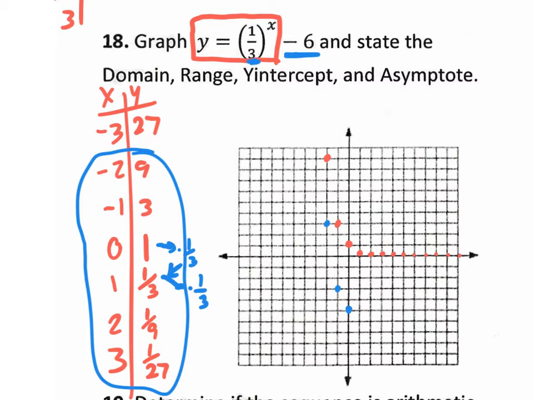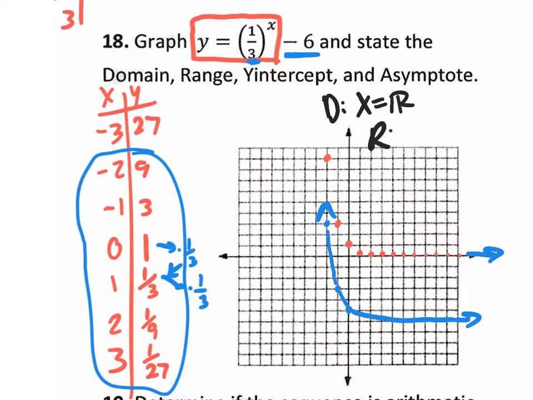And it's always good to shift your original asymptote, which was at y = 0, 6 units down. So you will end up right here, 6 units down. And all you have to do now is connect those blue dots and just approach your asymptote. And there's your graph. Now, in addition to that, the domain, x equals all real numbers.